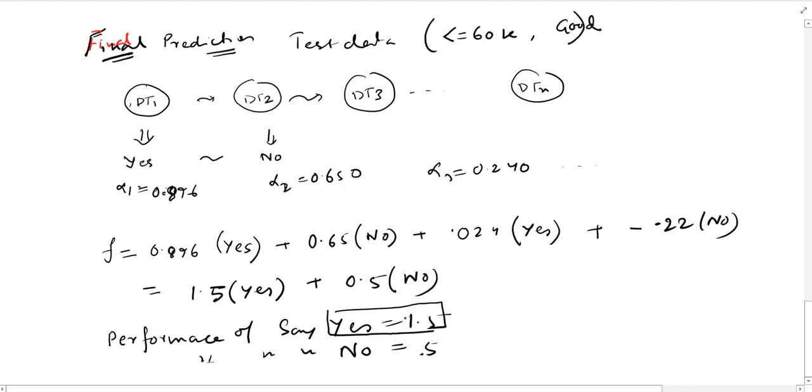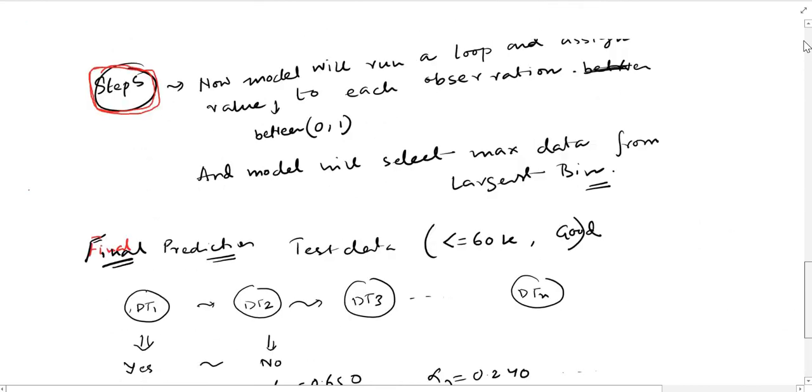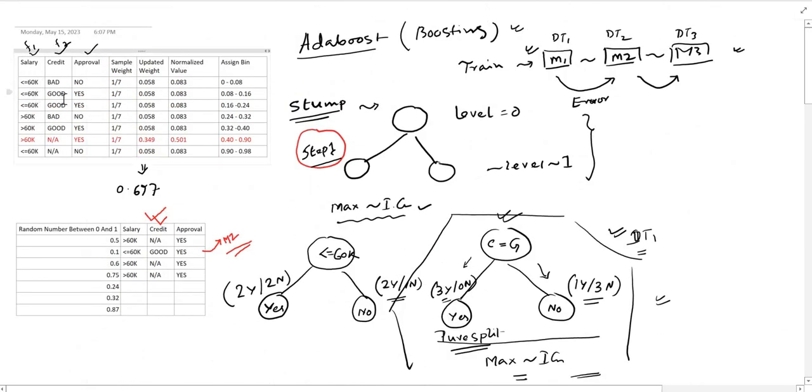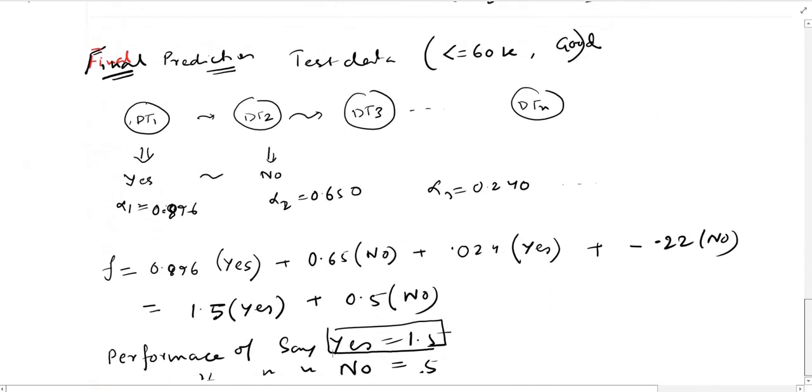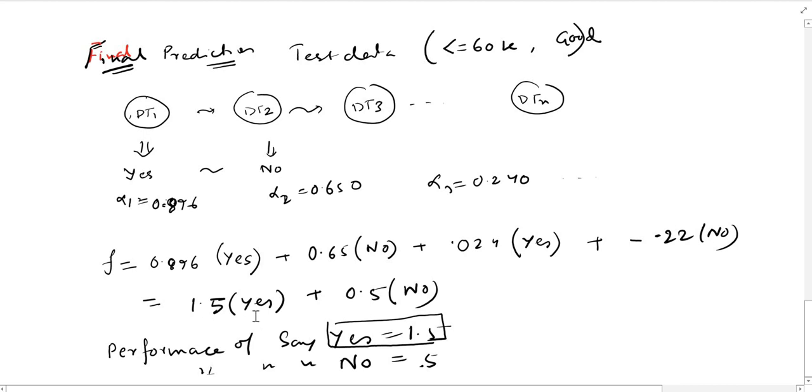Let me explain. If it is less than or equal to 60k and credit score is good, then our approval chance is yes. That's what will happen internally: it will say the chance of yes is 1.5 and the chance of no is 0.5, so our final result is yes. That's the way the entire AdaBoost algorithm works.